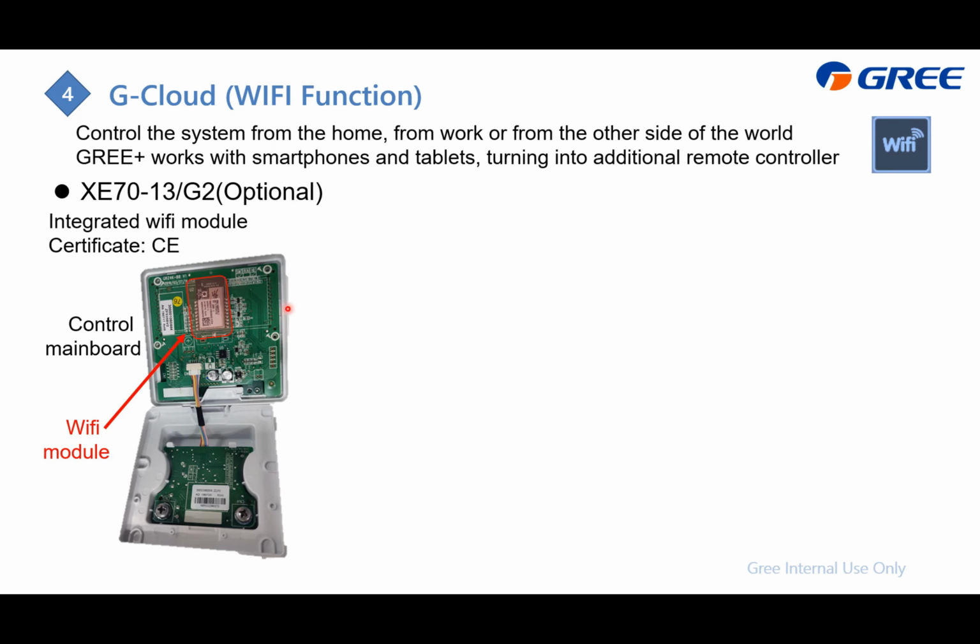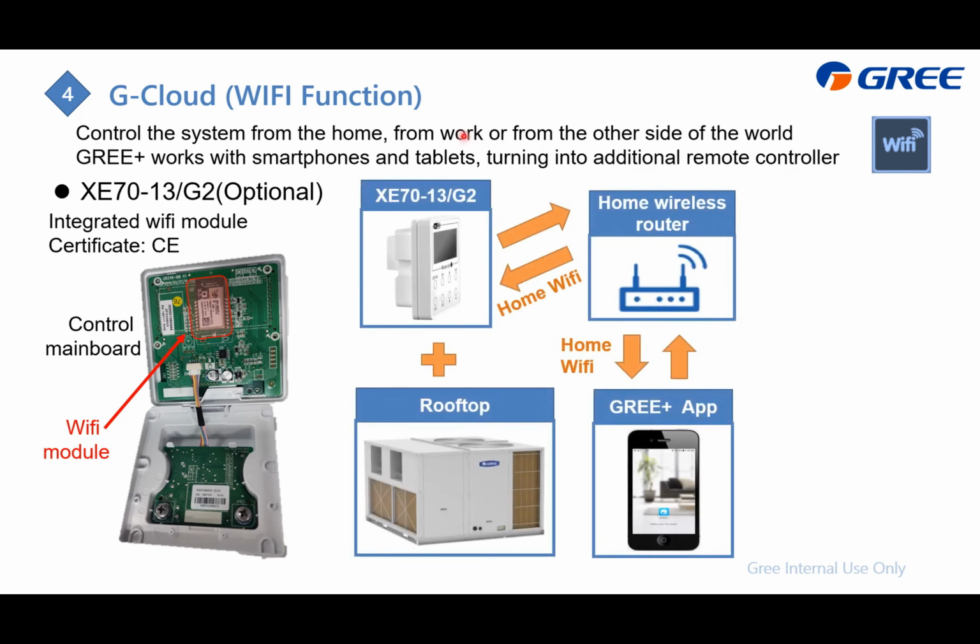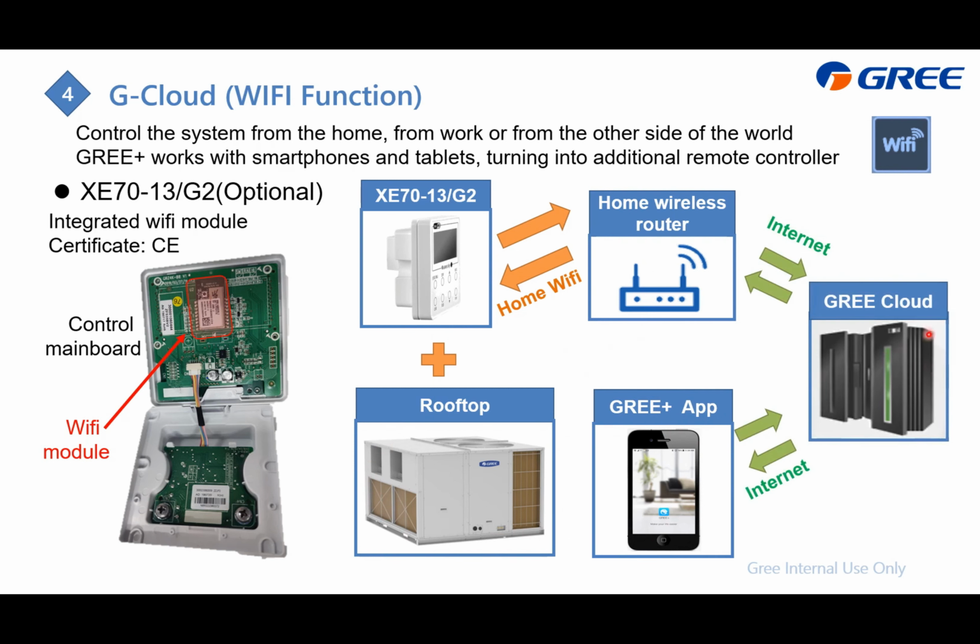And here is how it works. Just like this graph, you will find that this is the rooftop unit. When you connect to the Wi-Fi controller, we need to use your home wireless router. Then you can connect with your smartphone. Of course, this one you need to install the GK Plus app. And after that, you can communicate with the rooftop, which is to control this one. And if you are not at home, as we already registered on the GK Cloud, then through the internet, you can also control this rooftop.